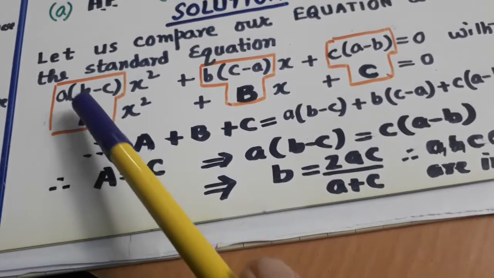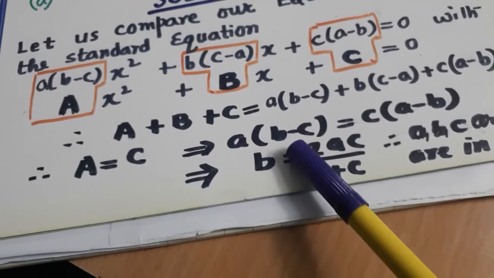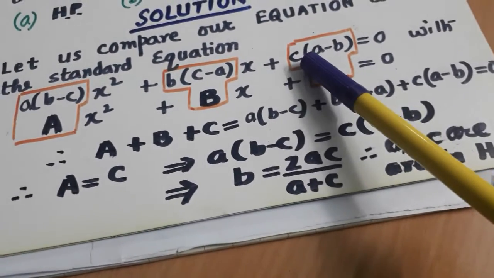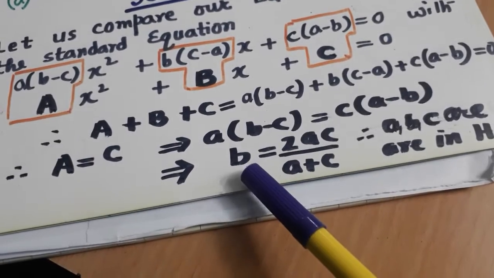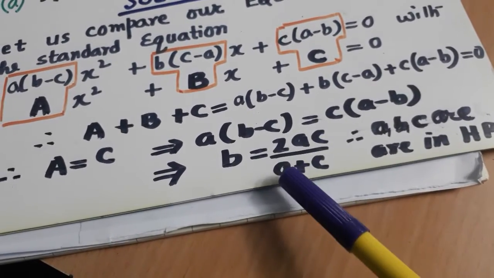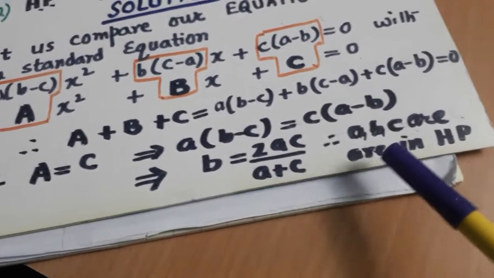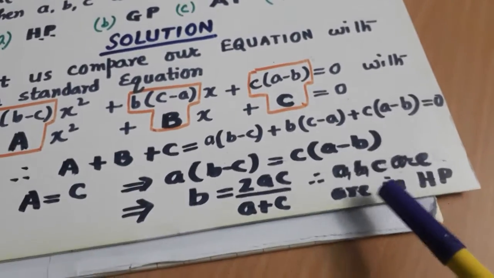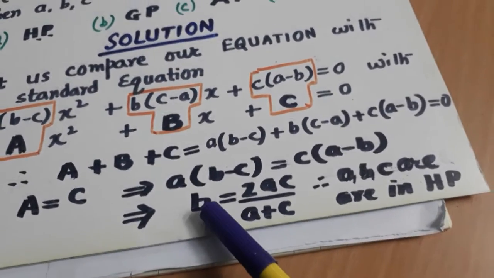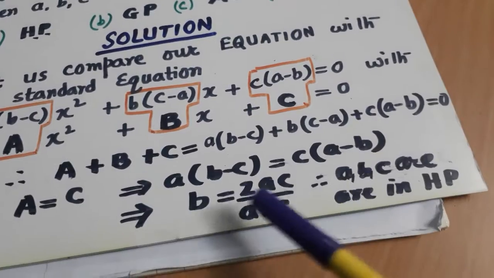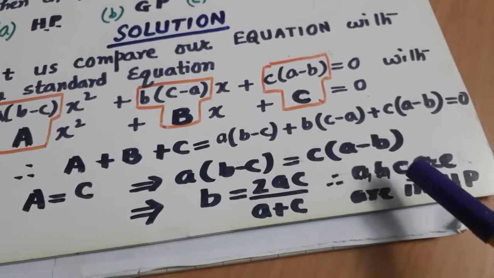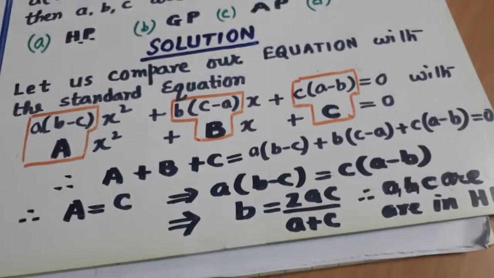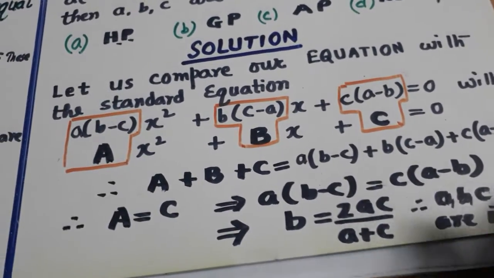What is A here? a into (b minus c). It should be equal to C, that is c into (a minus b). It gives b is equal to 2ac over (a plus c). It means a, b, c are in HP. This is the condition for a, b, c to be in HP. Now let us go further.